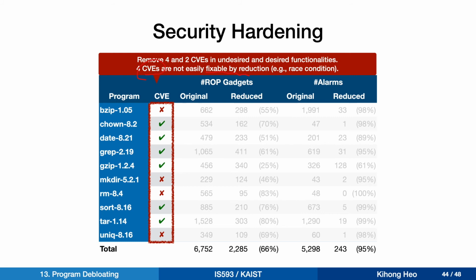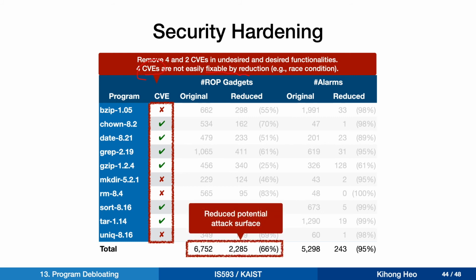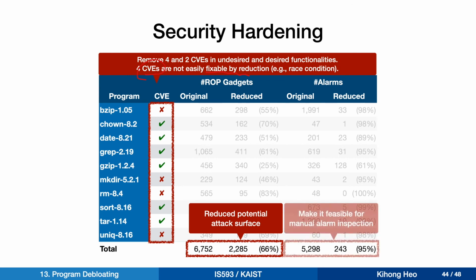And next, Chisel can reduce 66% of ROP gadgets. Here, a gadget means a small piece of code in binary code that can be used by a code reuse attack. So in principle, fewer gadgets means more secure. Also, after the reduction, the static analyzer reports 95% fewer alarms. So it makes manual alarm inspection feasible for the reduced program.